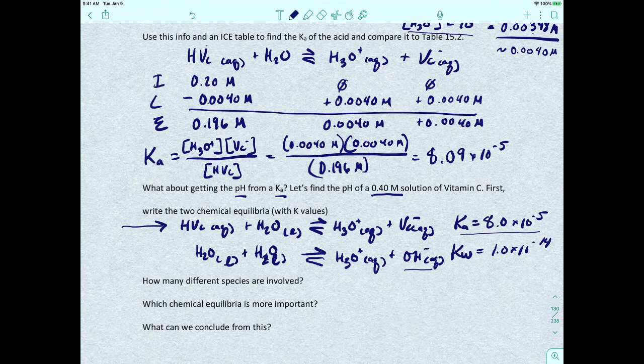Okay. So how many different species are involved in these two reactions? You've got vitamin C, you've got water, you've got hydronium ion, you've got ascorbate ion, so that's 4, and then you've got hydroxide ion. So you've got 5 different species that are in play. Which one is the more important of the reaction? It's actually the Ka, because it's much higher than the Kw, as I said.